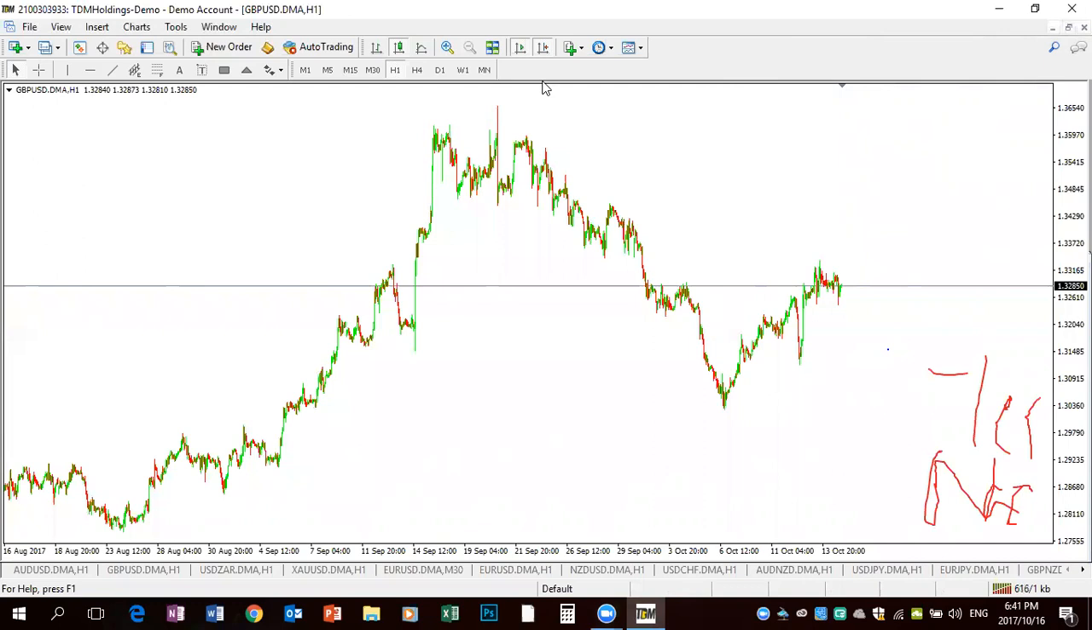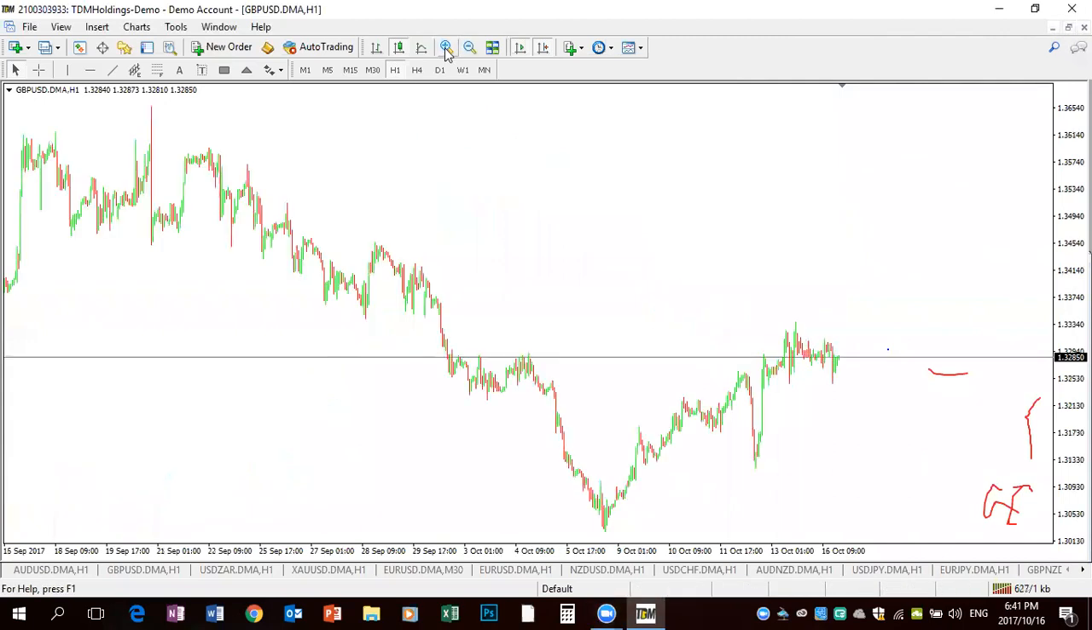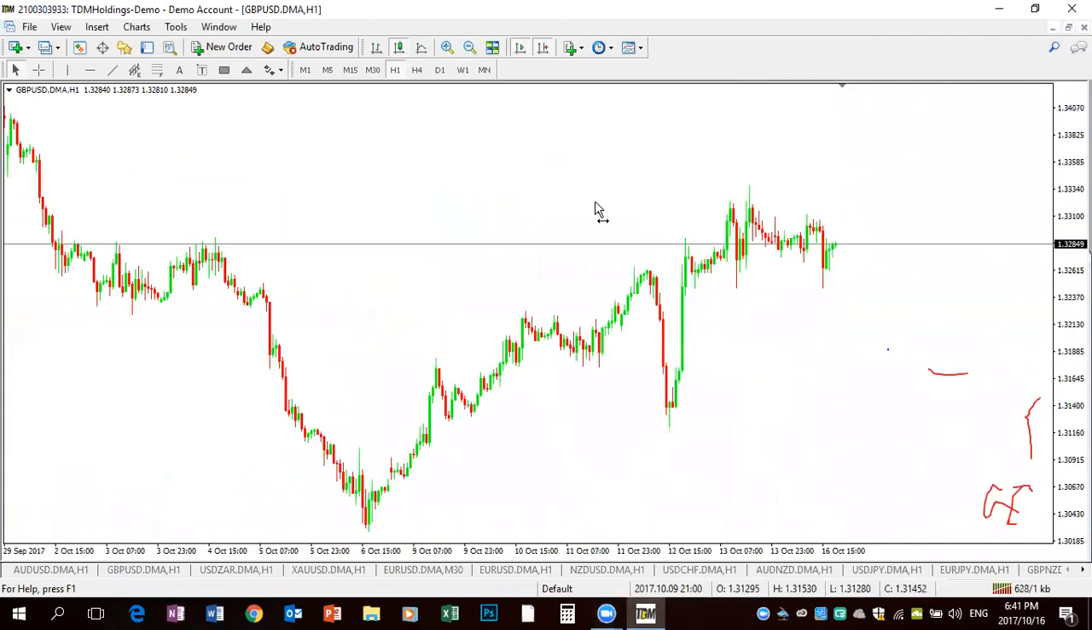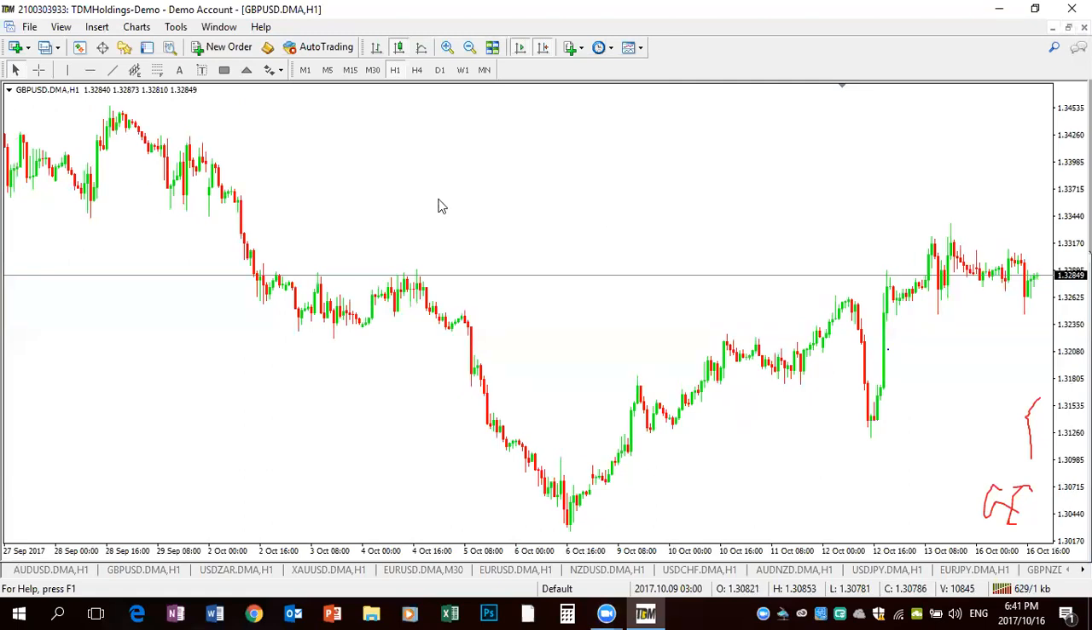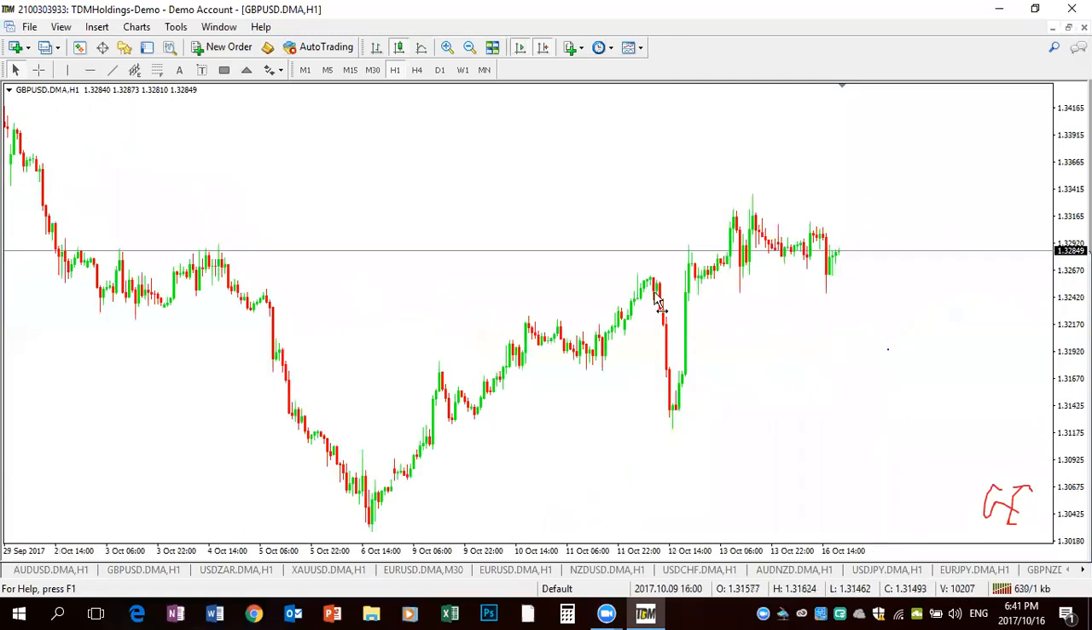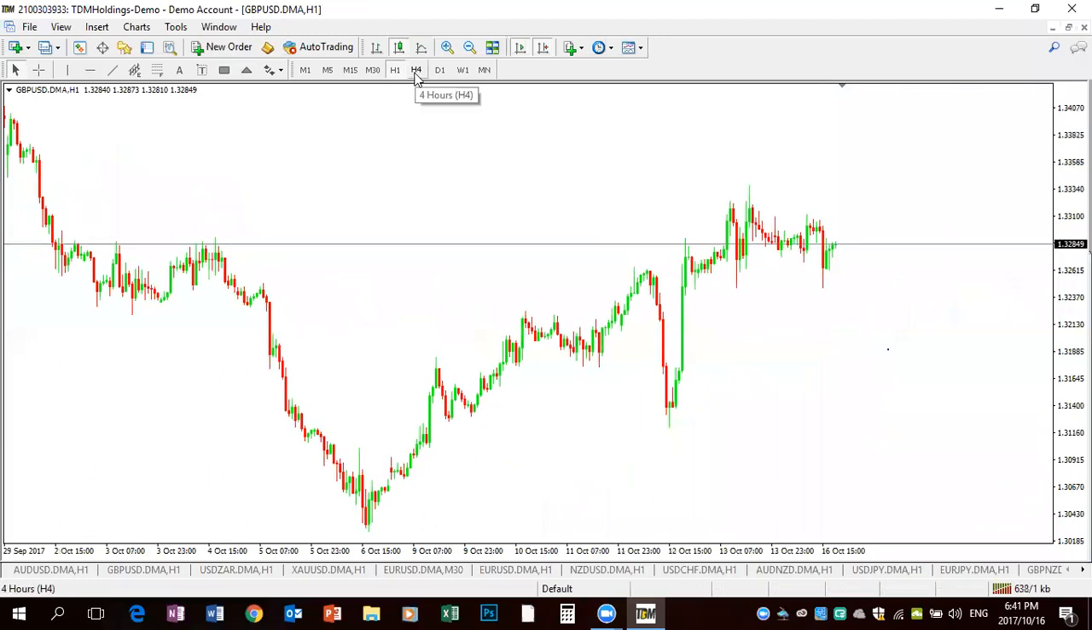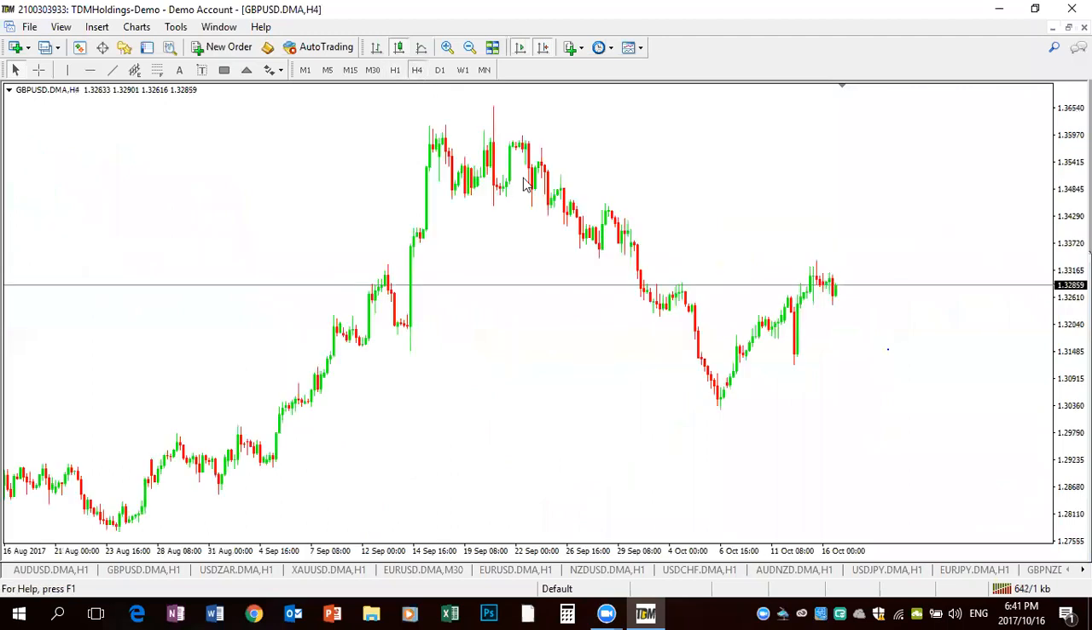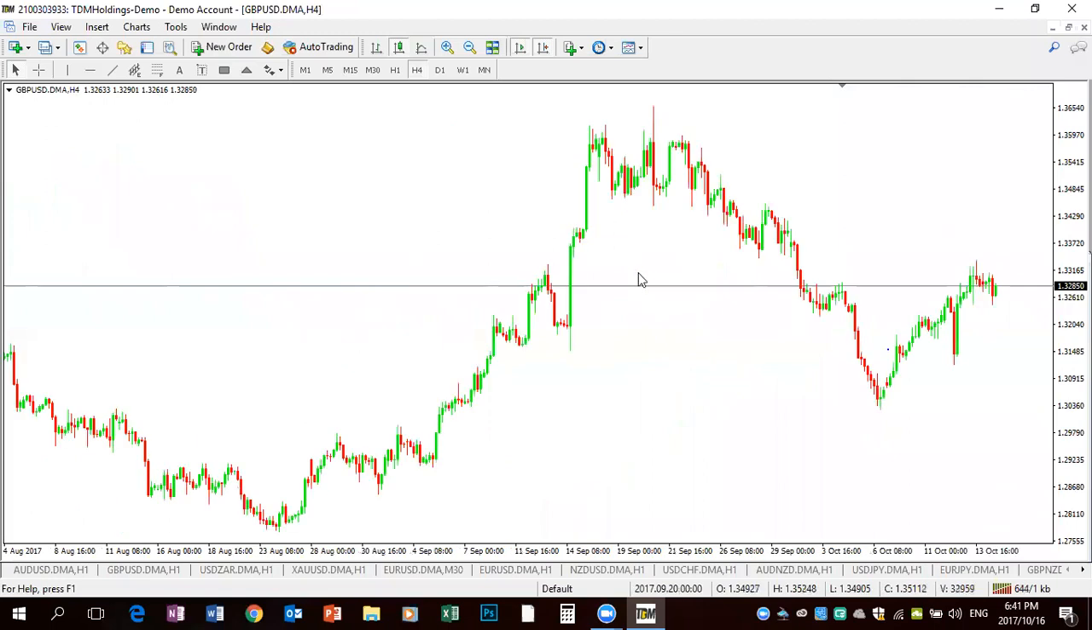All right. Now I am zooming twice, one, two, so that I can clearly see my market. The time frame I am using is the 1 hour time frame. If you want to change the time frame, you will go to the next time frame that you want to use. Let's use the 4 hour time frame. This is the time frame that I have.